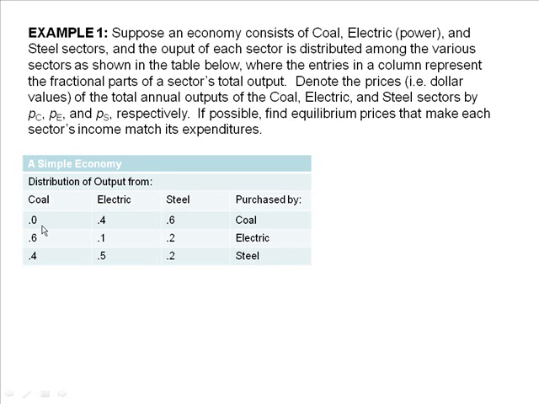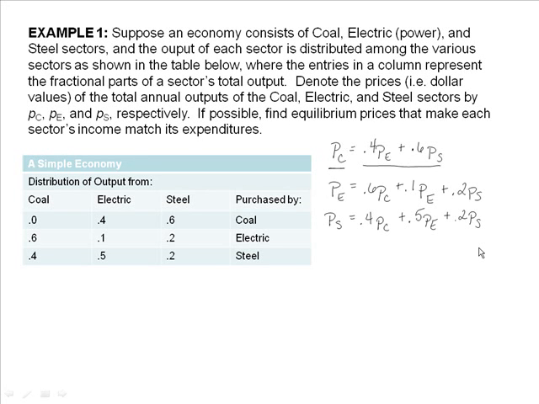Since we call those P sub E and P sub S, we'll have the following equation. Coal must spend 0.4 times P sub E dollars for its share of electric's output, and 0.6 times P sub S for its share of steel's output. This side of the equation represents the total expenses for coal, and the total income we want to set equal to the expenses so that we can then find the equilibrium prices. We can set up similar equations for electric and steel.